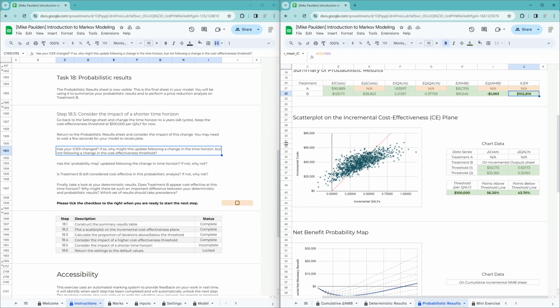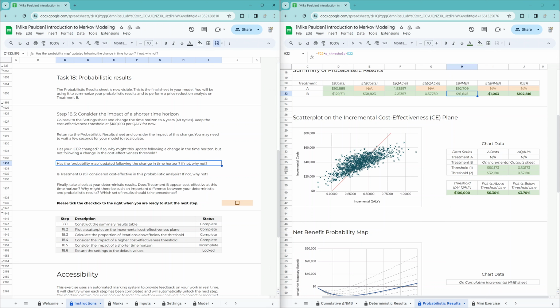If so, why might this update following a change in the time horizon, but not following a change in the cost effectiveness threshold? So we have to remember that the threshold is not a consideration when we are estimating costs and QALYs, calculating expected costs, QALYs, incremental costs, QALYs. The threshold doesn't go into any of those calculations, so it also doesn't go into the ICER. You compare the ICER to the threshold, but the ICER itself is not impacted by the choice of threshold. However, the net benefit estimates are impacted by the threshold. So the net benefit will change when the threshold changes, but not the ICER. However, how you interpret the ICER does change, of course. You have a different threshold.